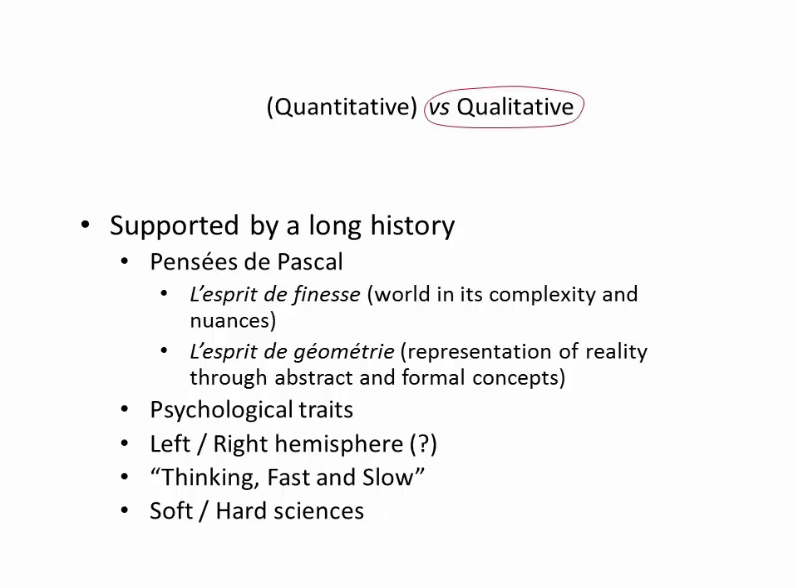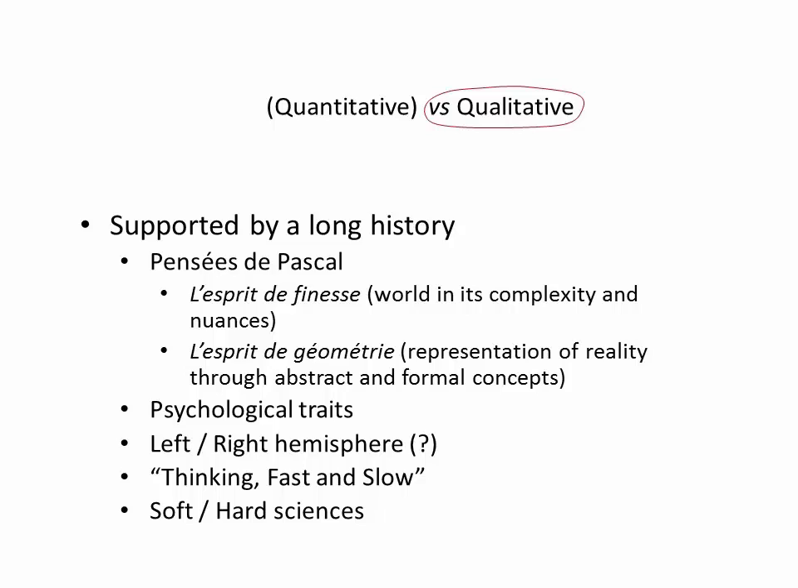Left, right hemisphere, no, this is an old thing. Nobody speaks about right and left hemisphere. This is old-fashioned, but it is a little bit true anyway. Thinking fast and slow, you see, this comes from Kahneman, the Nobel Prize of Economy, who developed this opposition between a fast way to treat information and a slow way to treat information. One close to intuition, and one close to logic and science. And soft and hard science, of course.